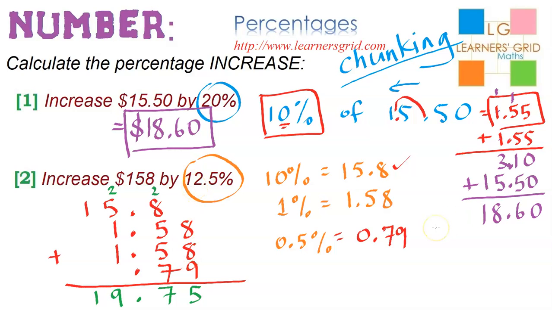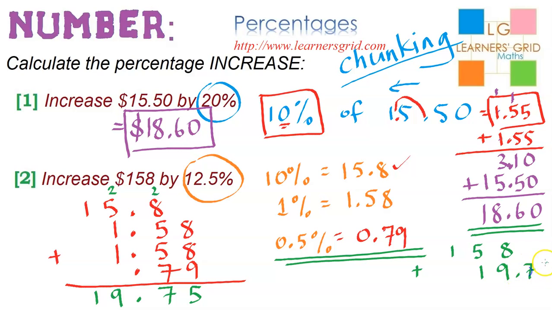I just have to add that to 158. So let's do that. Let's go with, cancel all these out or rule them off. 158 plus 19.75. Final answer. Here it comes. It is 5 plus nothing, 5. 7 plus nothing, 7. Decimal point. 8 plus 9 is 17. Carry the 1. 5 plus 1 plus 1 is 7. 1 plus nothing is 1. And so the final answer is $177.75.